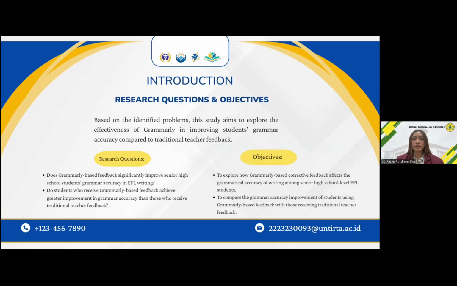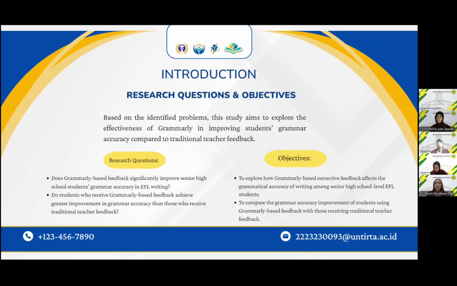Next, research questions and objectives. Based on these problems, this study is guided by two main research questions. First, does Grammarly significantly improve students' grammar accuracy in writing? Second, is Grammarly more effective than traditional teacher feedback? And these questions lead to the objectives of the study, which are, first, to examine the effect of Grammarly on students' grammar accuracy, and then to compare the effectiveness of Grammarly and teacher feedback. So this study not only looks at improvement but also compares two types of feedback.